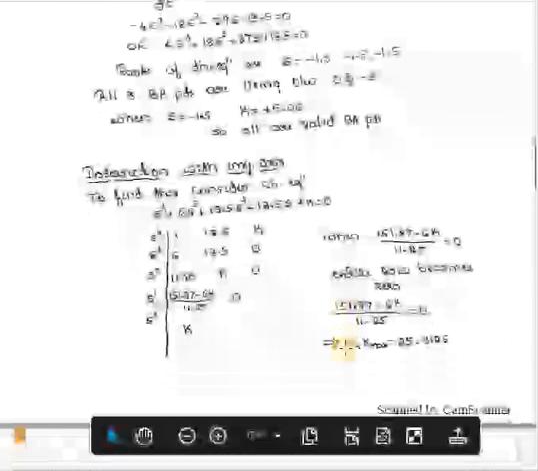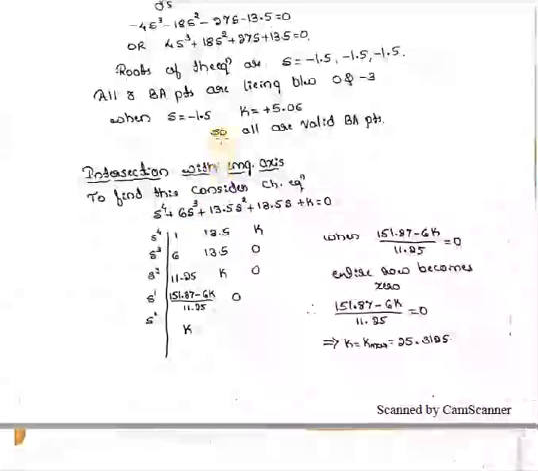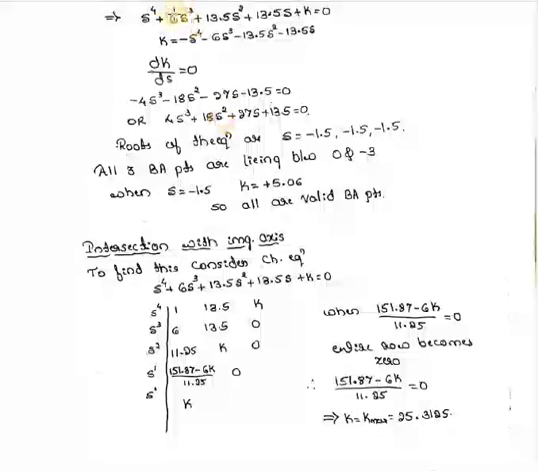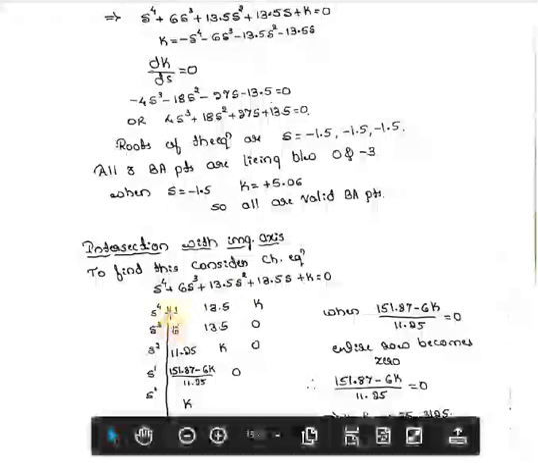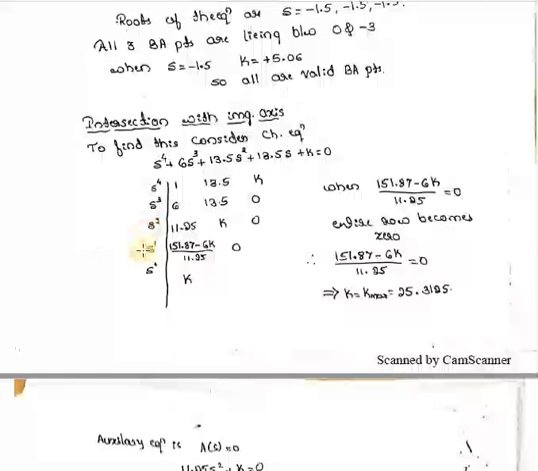Then you have to identify the intersection with the imaginary axis. To find that, consider this fourth order equation which you already simplified here, s raised to 4 and so on. Then construct the Routh array. For that, s raised to 4, s cubed, s squared, s raised to 1 and s raised to 0. Write their consecutive coefficients. S raised to 4 is 1, leave this, 13.5 is with s squared, then K. Similarly here, 6, 13.5, then it is 0.